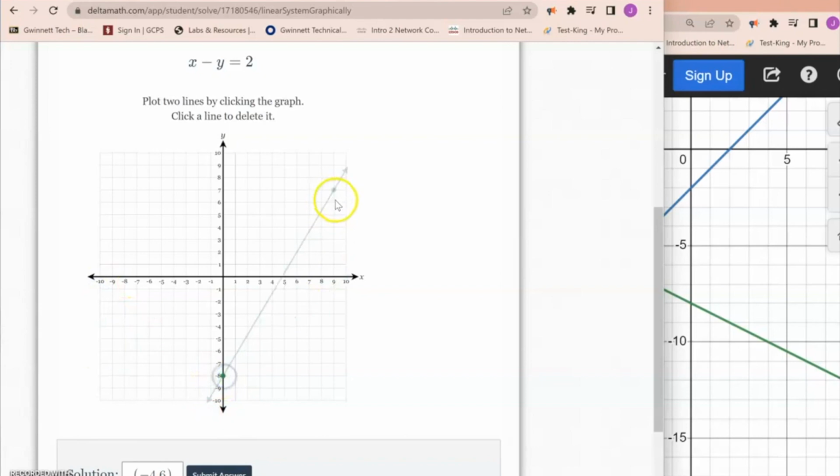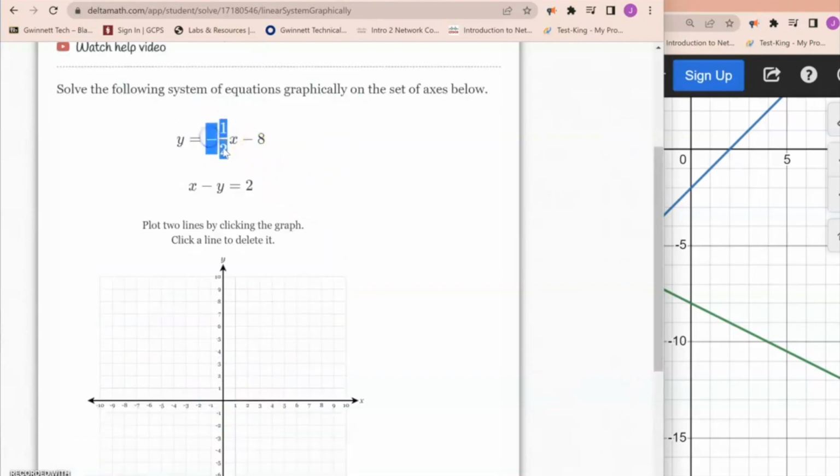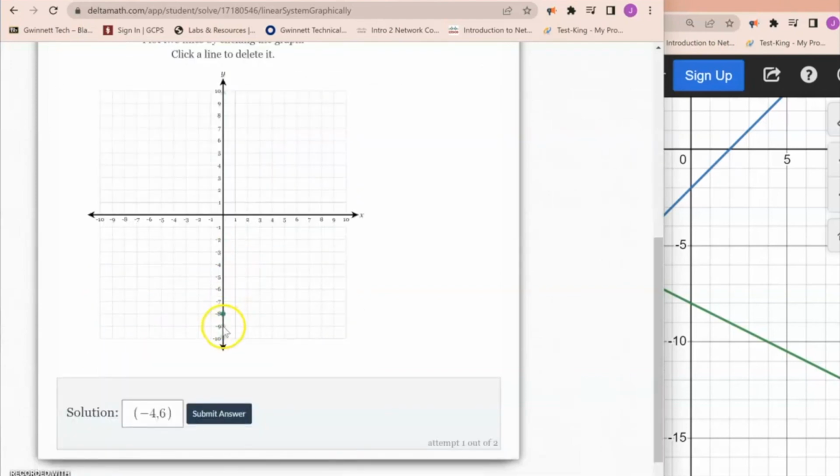You start at negative 8, and then this says you go down 1, right 2, right? Down 1, right 2. So that would be my graph. Okay, but again, you can just copy your graph straight from Desmos. So I'm going to go ahead and show you how to do that.